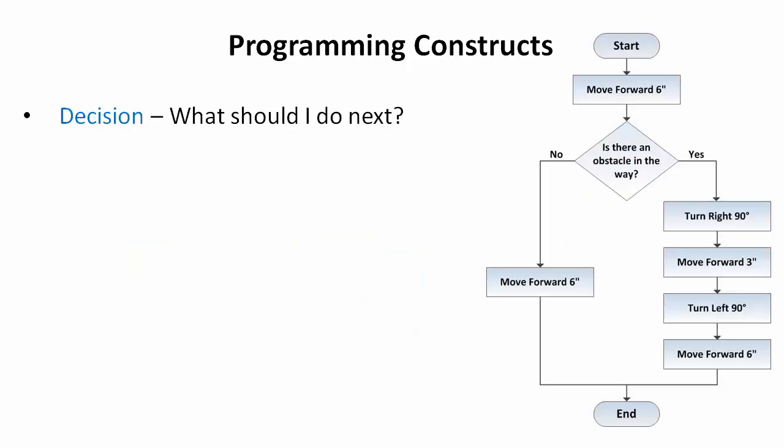Now let's look at the second programming construct, which is a decision. This is the flowchart for a decision, and the decision is indicated by this little diamond-looking shape. Let's walk through how this would work. We start our program and do a sequence, a task: move forward 6 inches. Then a decision is where you ask, is something happening? Is there a condition? For this example, let's say, is there an obstacle in the way?